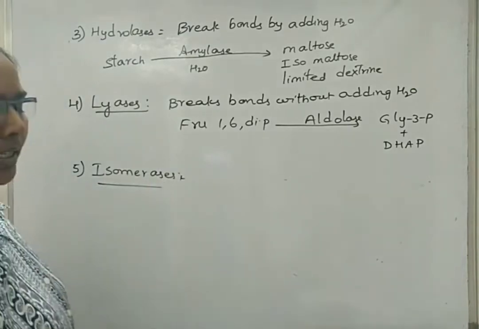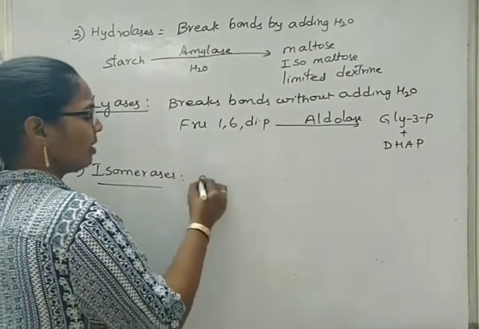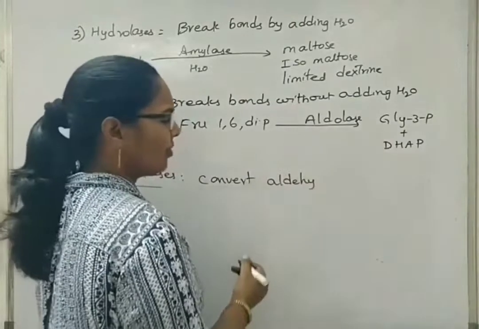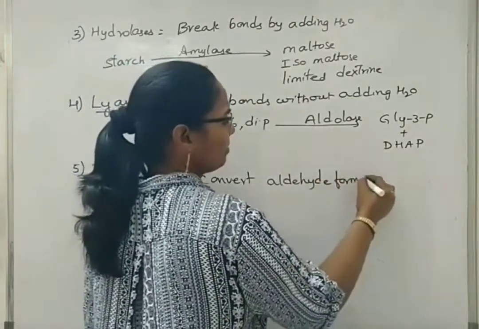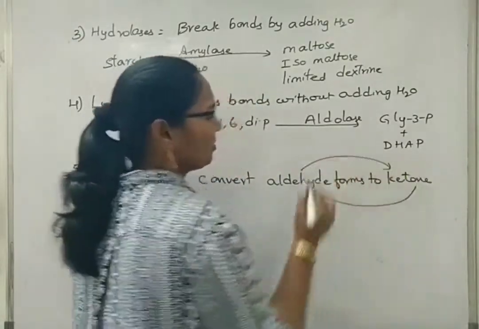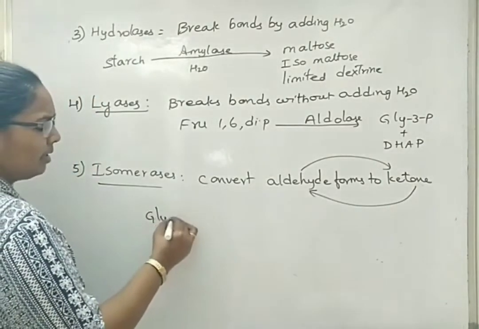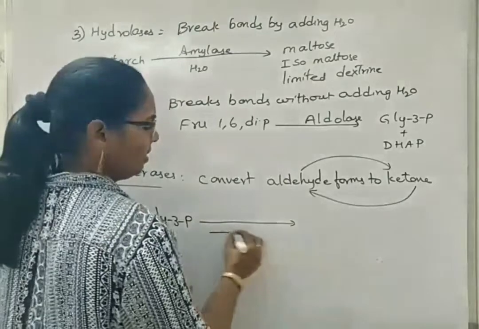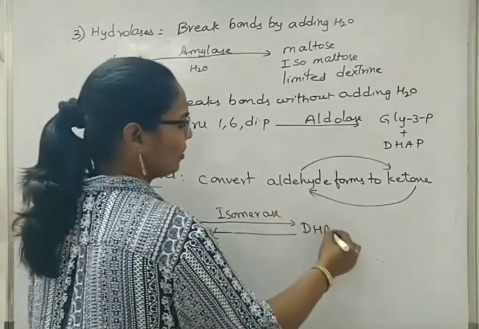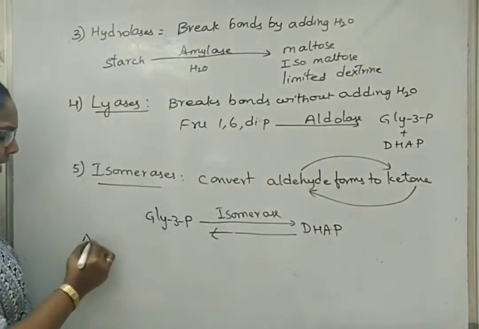Next, the fifth one is isomerases. Isomerases means they convert aldehyde forms to ketone forms and vice versa, that is, one form to the other form. Example, glyceraldehyde 3-phosphate in the presence of the enzyme isomerase gets converted into dihydroxyacetone phosphate.